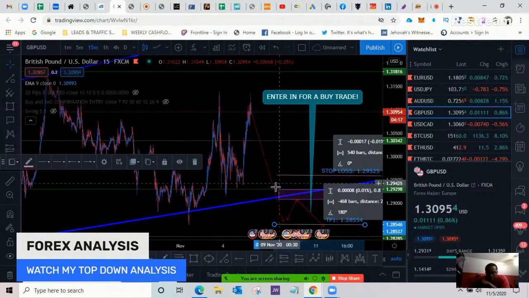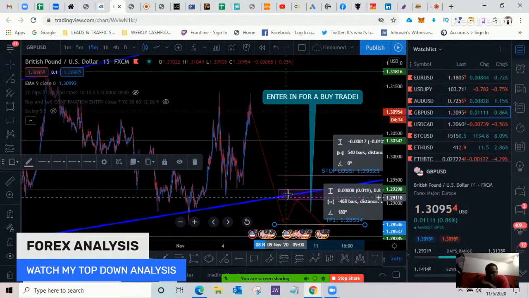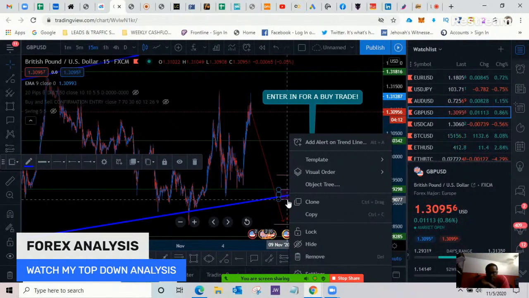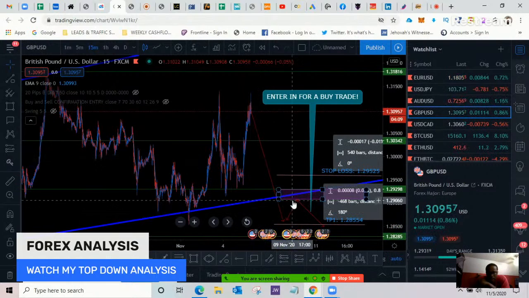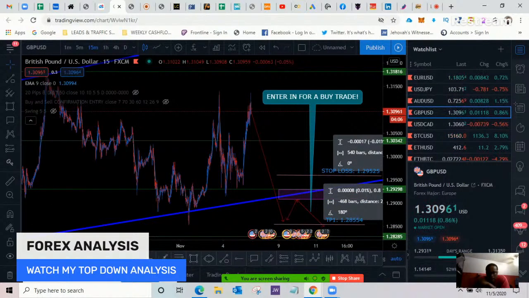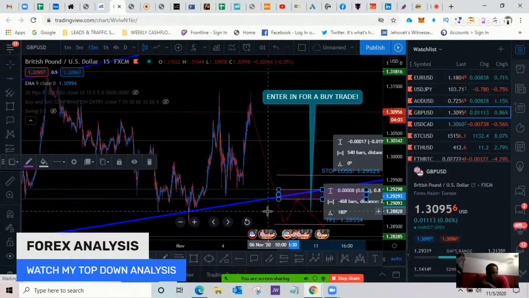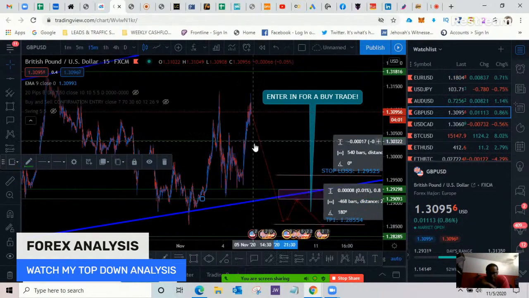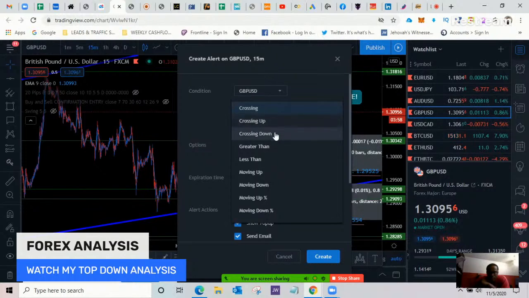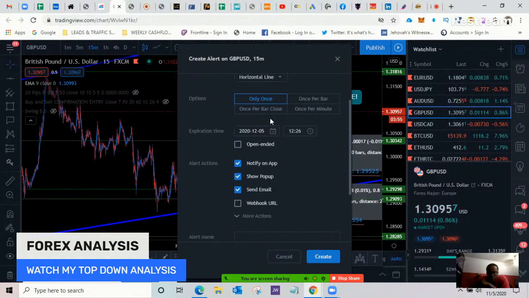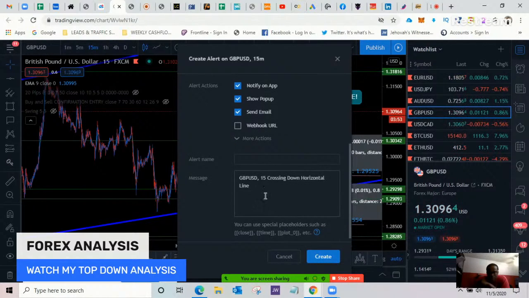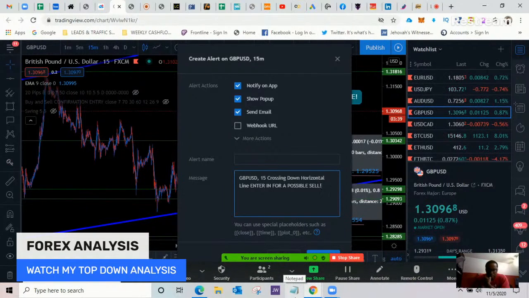Then what I'm going to do is, actually, I'm just going to put a horizontal line right here under this rectangle. Then I'm going to right click and set alert. Crossing down, once per bar close, enter in for a possible sell. And that's going to be sent to my email when it goes off.